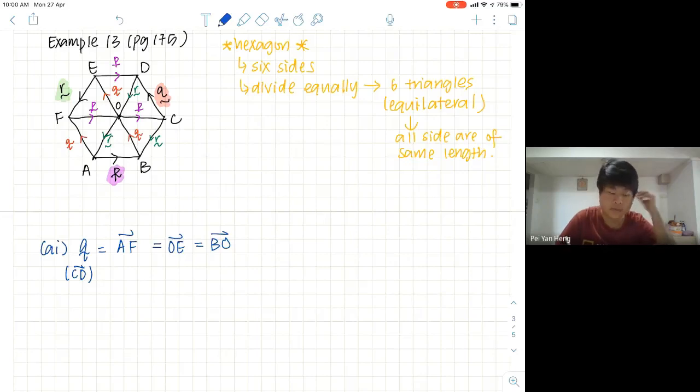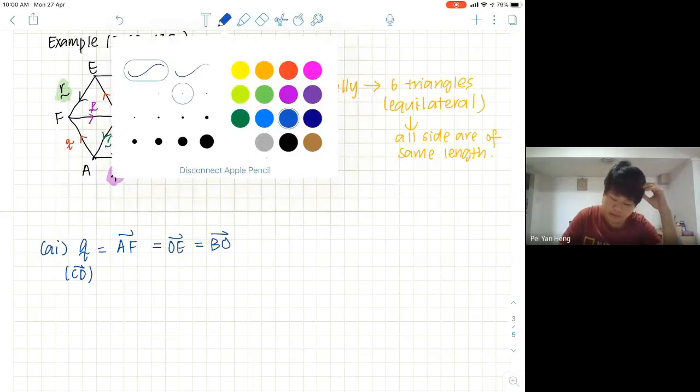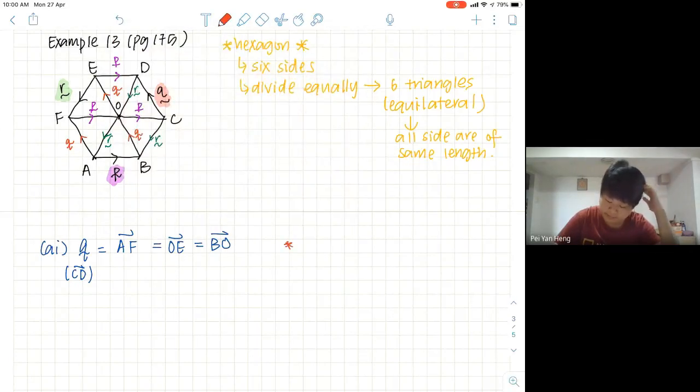All right, so please remember vectors, when you name them, the order is important. So order is important. How you name vectors is important.